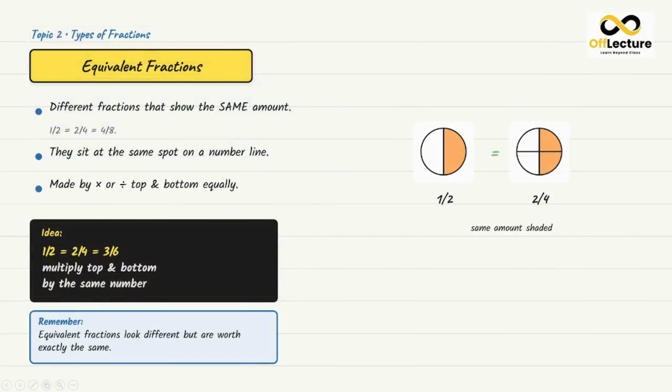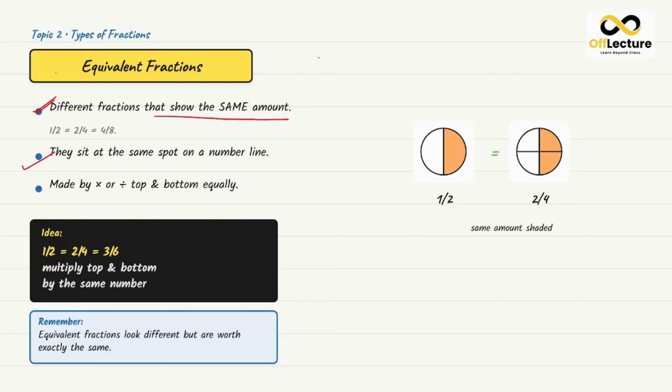Okay. Now let's move to another type of fractions, which is known as equivalent fractions. Equivalent fractions look different but have the same value. They are different fractions that show the same amount. Like 1 by 2 is equal to 2 by 4, which is equal to 4 by 8. They land at the same spot on the number line. We make them by multiplying or dividing the top and bottom by the same number.